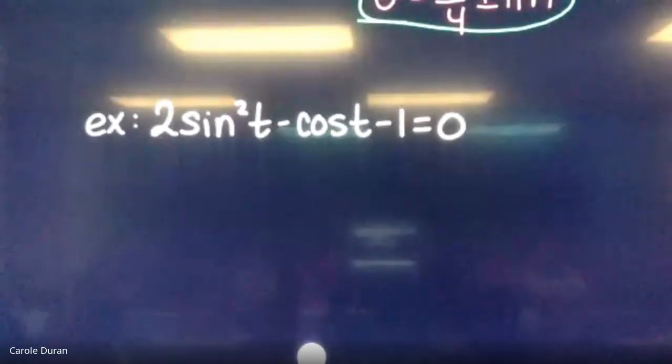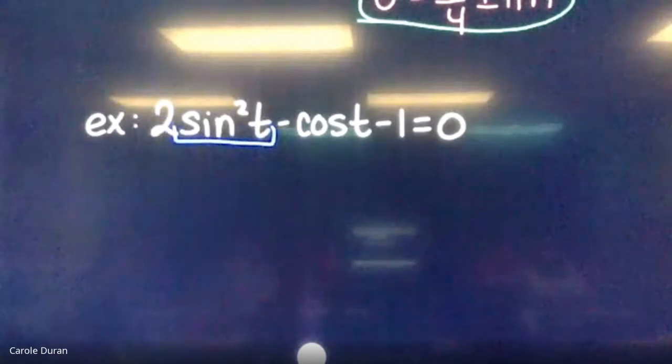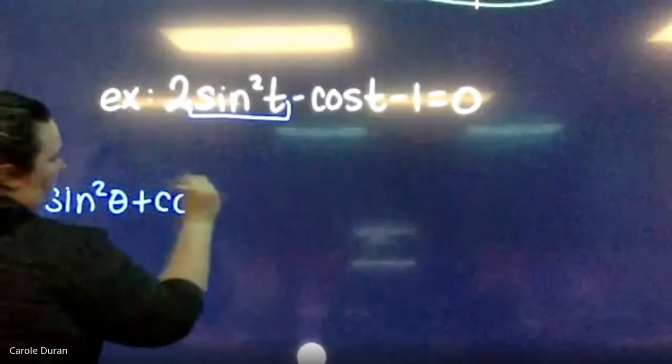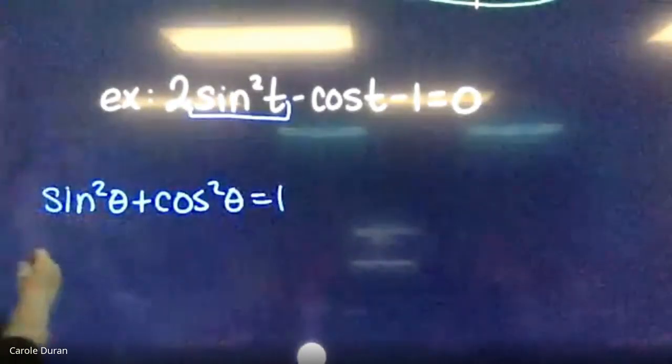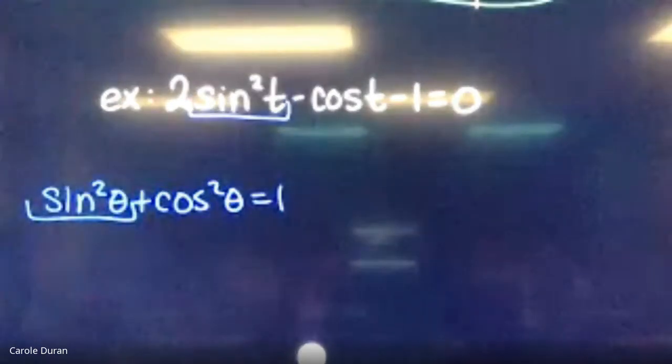So add the cosine over and then I am going to do a Pythagorean identity that's going to replace my sine squared with something in terms of cosine. Because I have a Pythagorean identity that has sine squared and cosine squared in it, so I know I can do that. What Pythagorean identity am I talking about? Sine squared theta plus cosine squared theta equals 1. What I'm trying to replace is sine squared theta, so I need to manipulate this identity to get sine squared by itself, which means I'm going to do what? Subtract the cosine squared over to the other side.